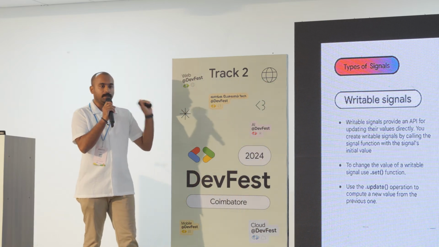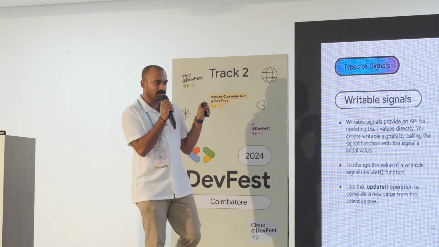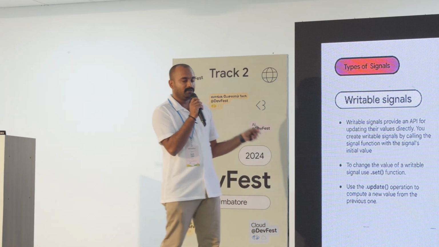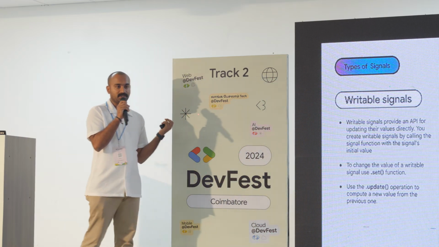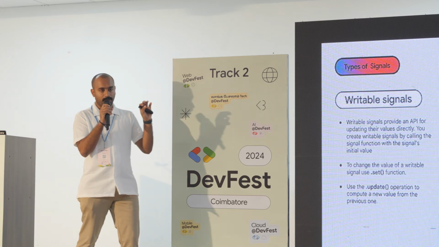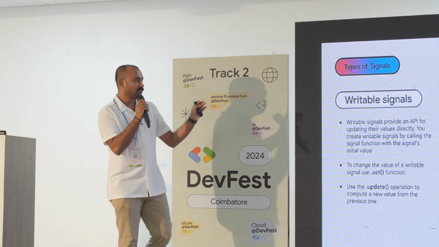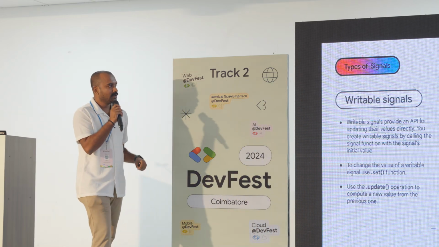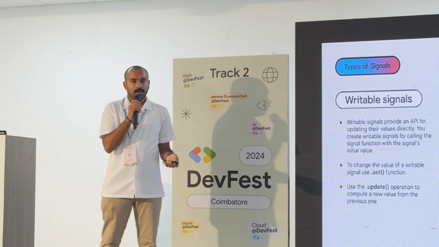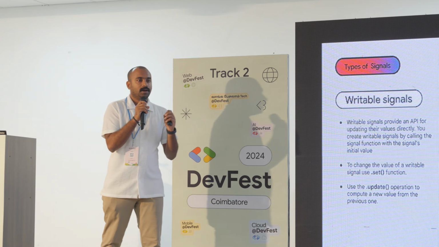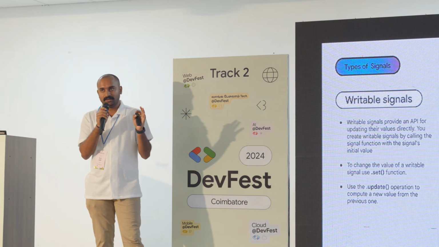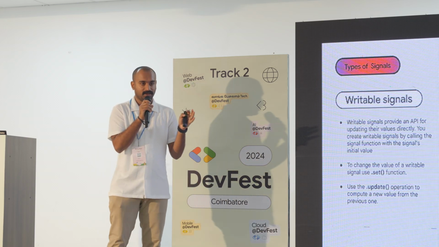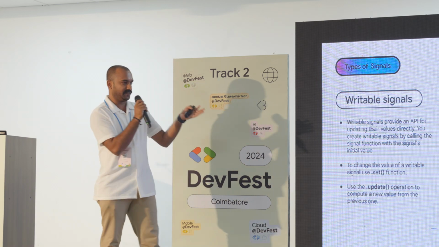So we can't update the values for the computed signals. We can only get the values from the computed signals, or we can do some operations inside the computed signals. So I'll show you the code in the next slides. And effects.